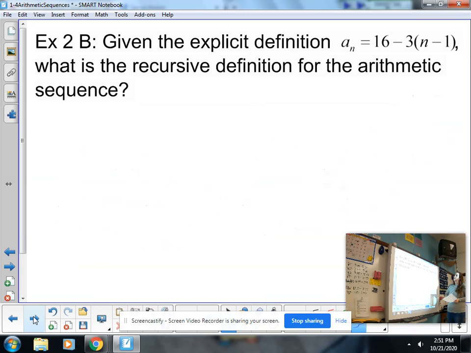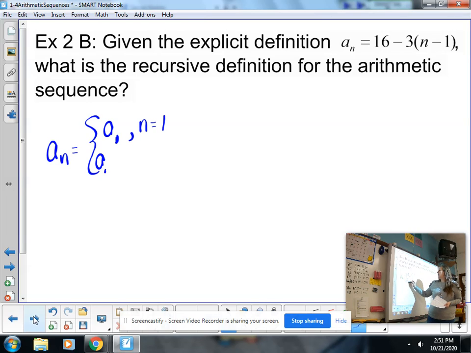Okay, part B. Given the explicit definition, what is the recursive definition for the arithmetic sequence? So recursive and explicit both are going to be using the a1 and the d. So recursive, a1 if n is equal to 1, and a sub n minus 1 plus d for all n's greater than 1. So there's the recursive definition.